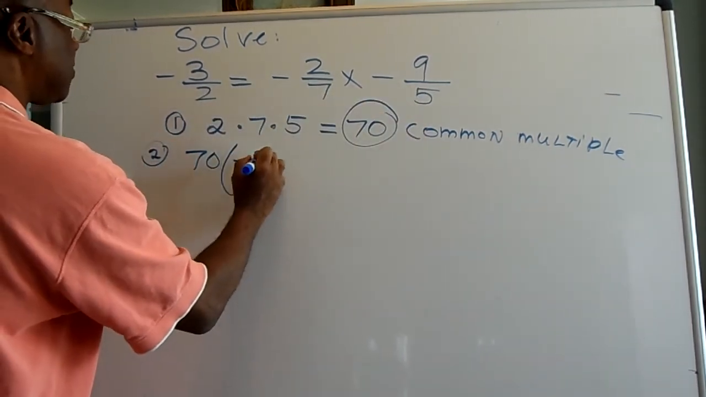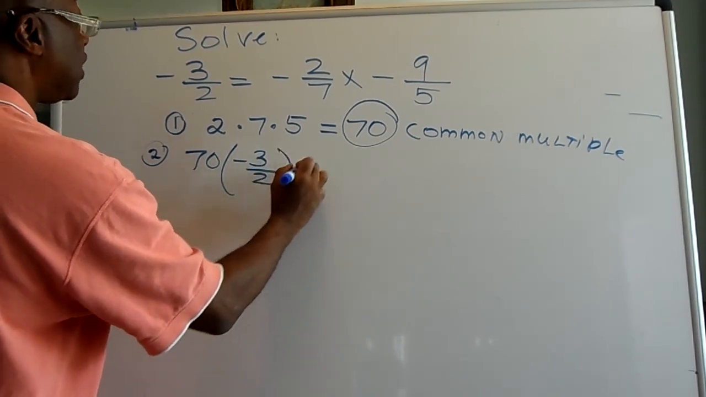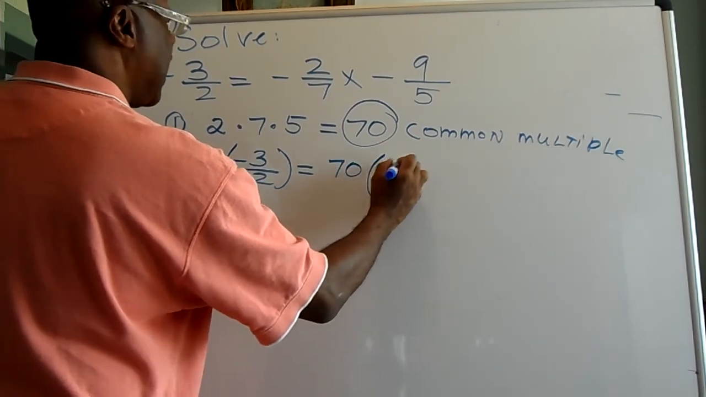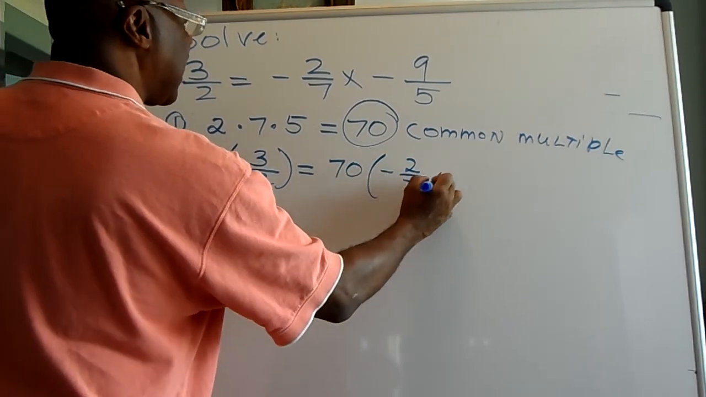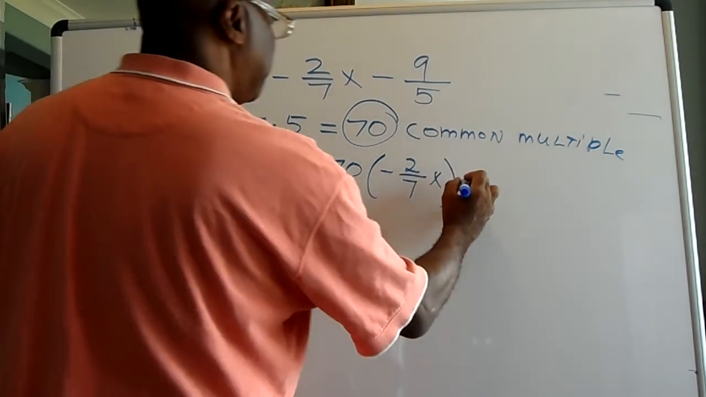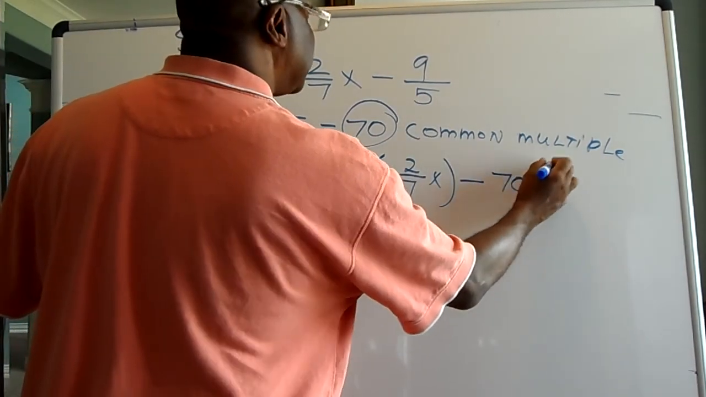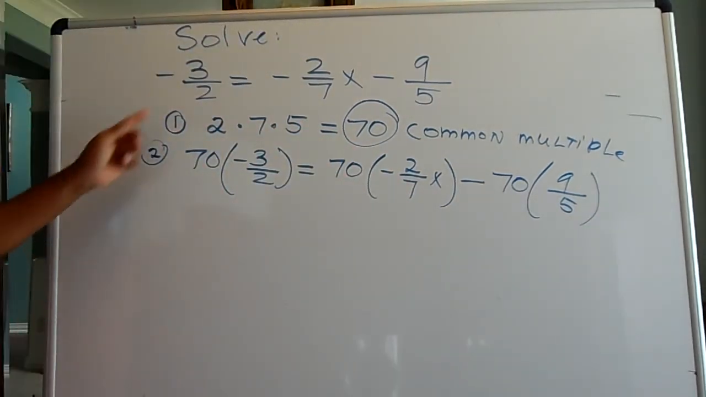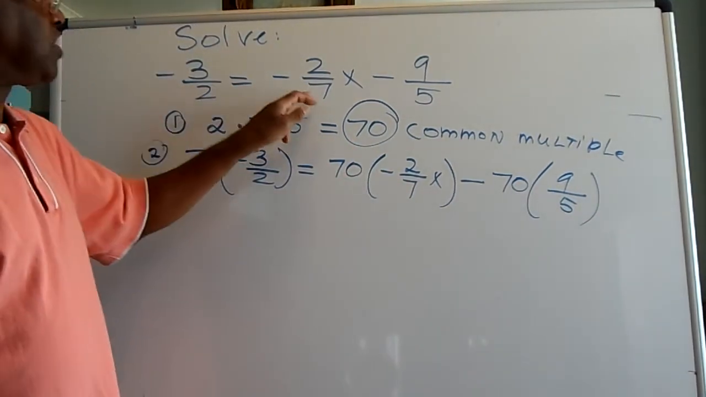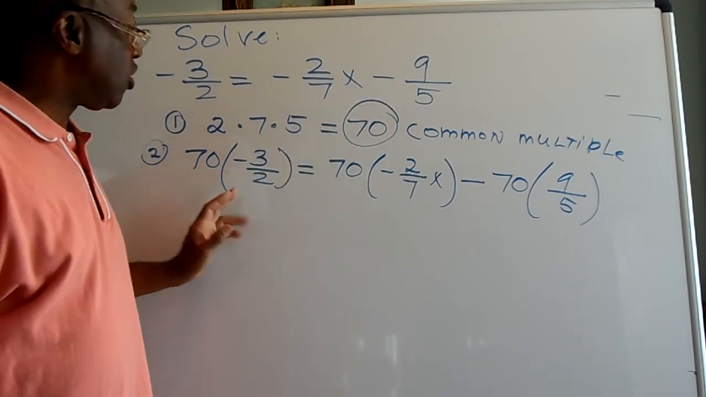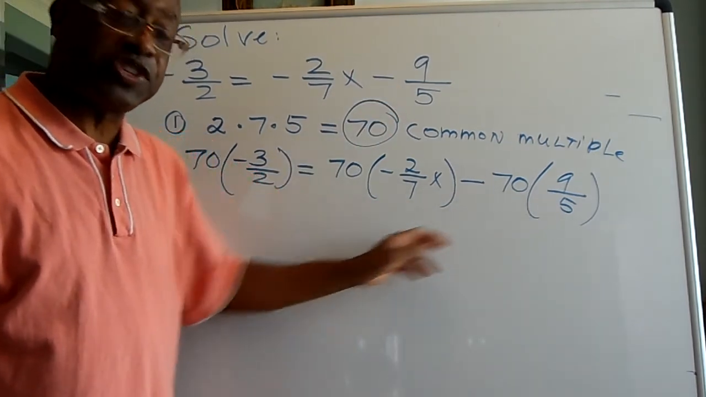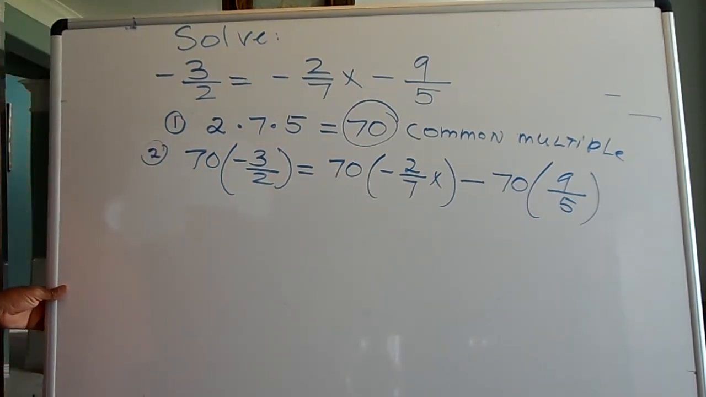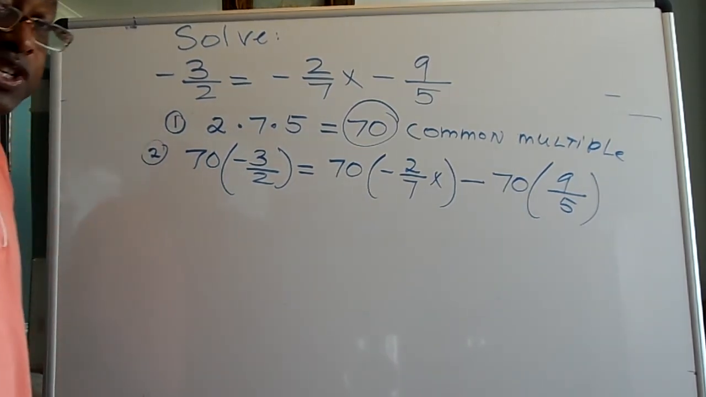So 70 times minus 3 over 2 equals 70 times minus 2/7 x. And then minus 70 times 9 over what? 5. So I multiply all of these by 70. 70 times this one, 70 times that one, 70 times this one. Notice all my original terms are in parentheses. All the original members of the equation are in parentheses. Now I'm going to show you something here.